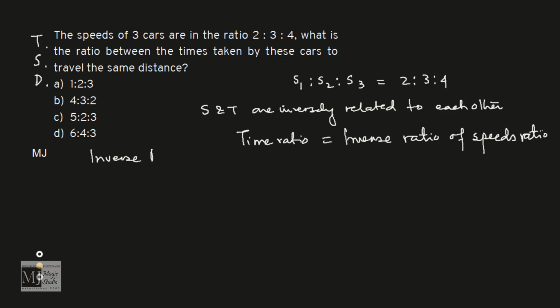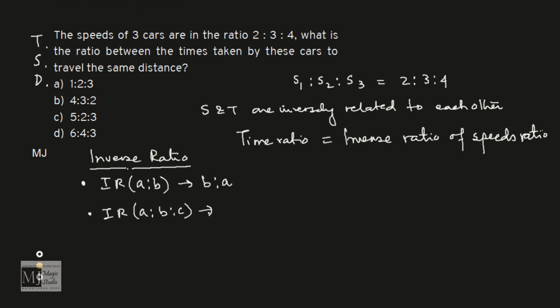Now, how do we calculate inverse ratio? A small piece of concept quickly. If I am calculating inverse ratio of A is to B, it is simply B is to A. And if I have more than 2 terms, A is to B is to C, it is not equal to C is to B is to A. No. It is actually 1 by A is to 1 by B is to 1 by C, which we can remember as B into C is to A into C is to A into B. Okay, so we need inverse ratio of 2:3:4, and if we can remember this, it is B into C, A into C, A into B.